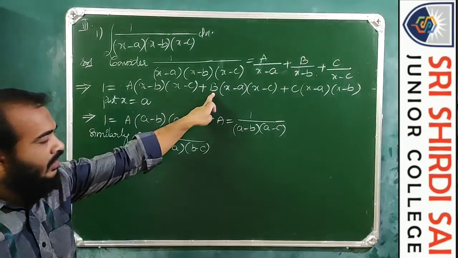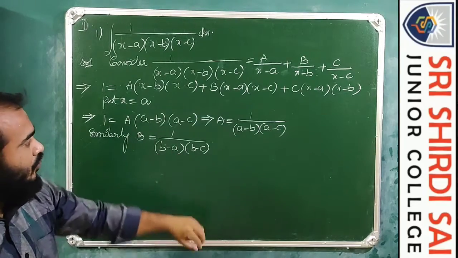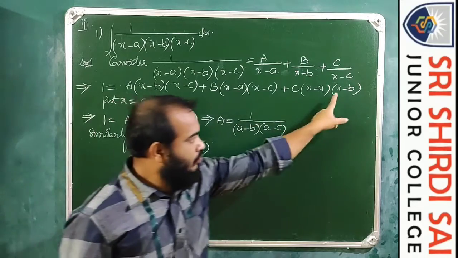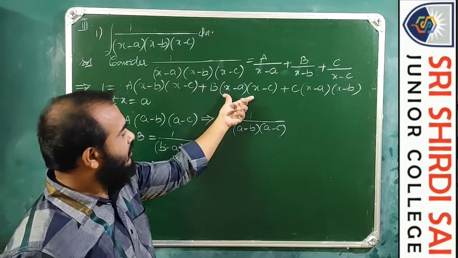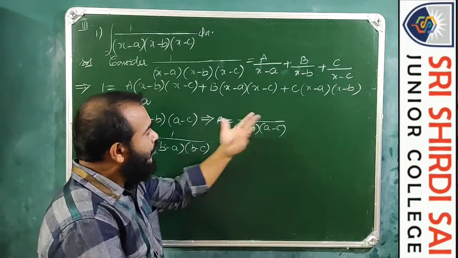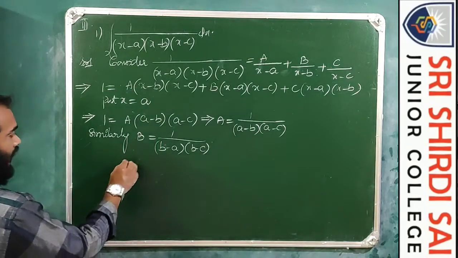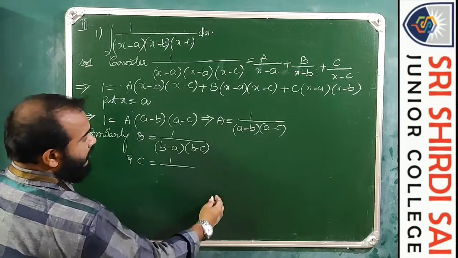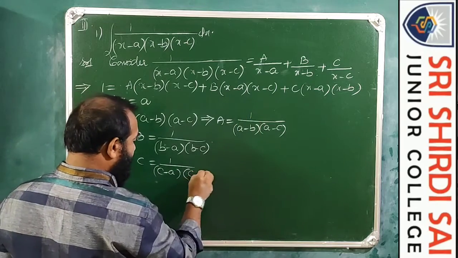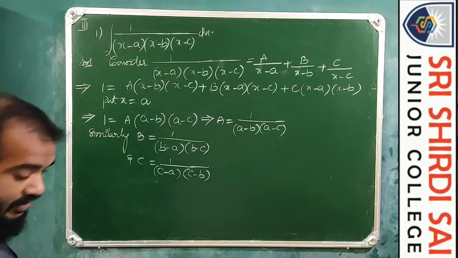In the same way, if you substitute x equals b, then this and this will be 0, because b is present here, b minus b is 0. So we are only left with this: (b minus a) into (b minus c). If you want further clarity, you may refer to the question in the partial fractions chapter. And C is equal to 1 by (c minus a) into (c minus b). So these are the values that we have obtained.